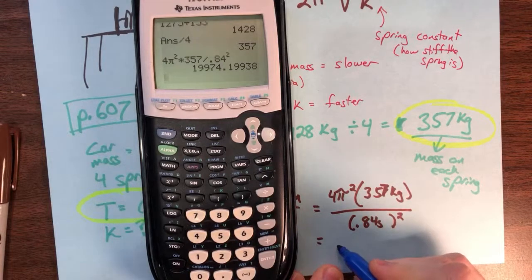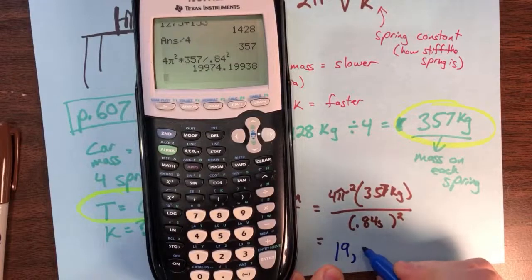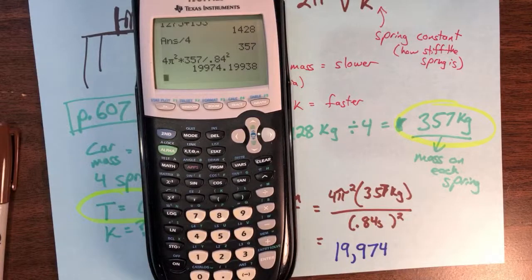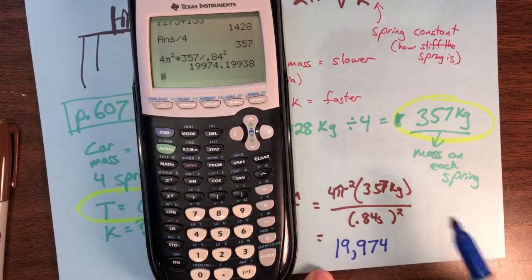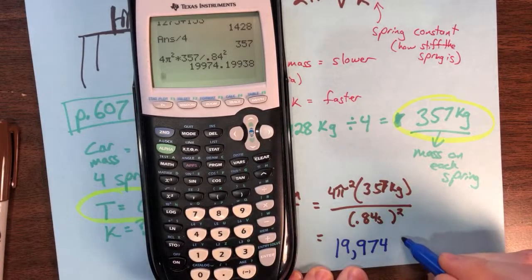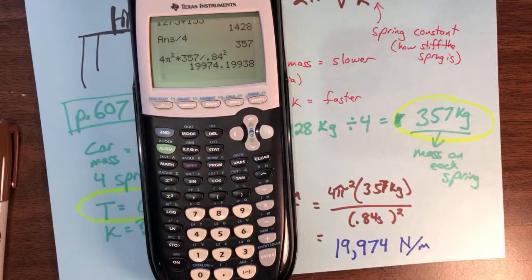And so our answer is 19,974. What are the units? Does anybody remember the units for the spring constant? Okay, so you have kilograms per second squared, but what's that going to turn into? That's going to be newtons per meter. Okay, so newtons per meter are going to be the units for the spring constant. If you write kilograms per second squared, that's going to be okay. That's fine. It's just not the normal way that you write the units for a spring constant.